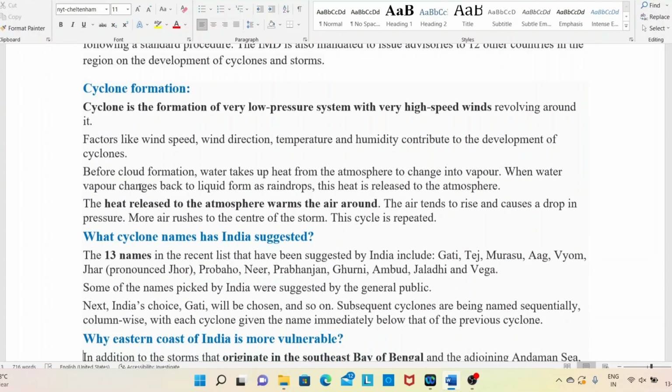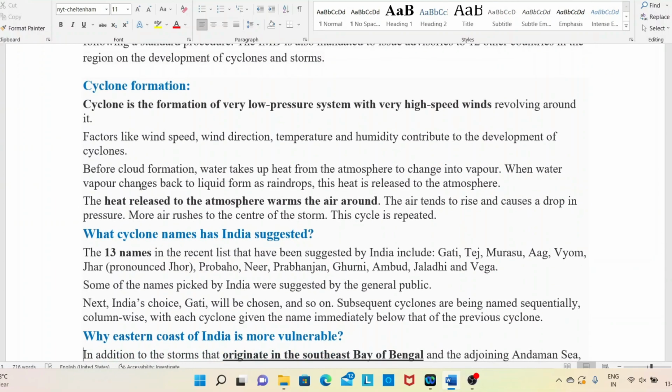Let's see what cyclone names India has suggested.